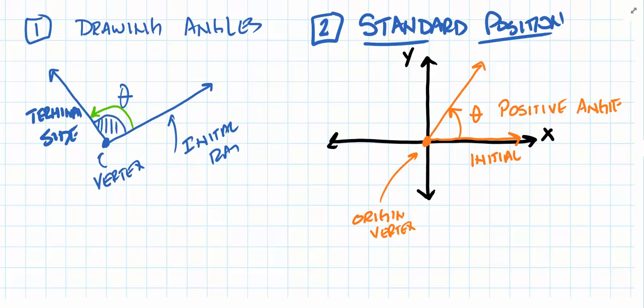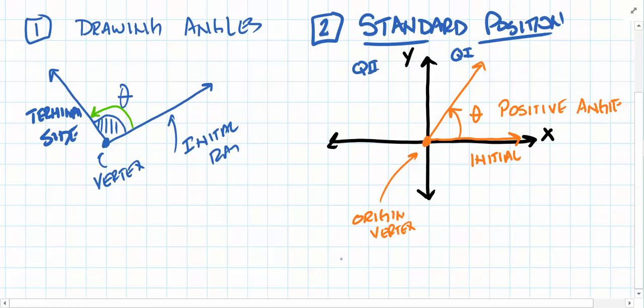Why do you suppose that this is? It has something to do with the quadrants. This is quadrant 1, this is quadrant number 2, this is quadrant number 3, and this is quadrant number 4. So it follows the quadrants: 1, 2, 3, 4. So positive all the way around.